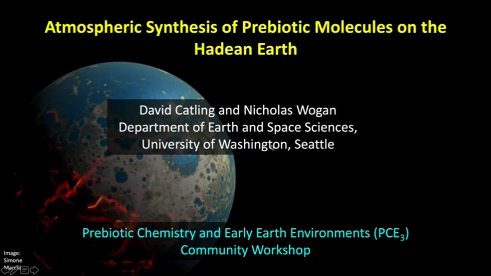This talk is about how the early atmosphere of the Earth could have delivered some of the important molecules for life to begin. I'm David Catling, a professor in the Department of Earth and Space Sciences at the University of Washington in Seattle. And the middle part of this talk will switch temporarily to a presentation by Nick Wogan, who's a PhD student doing research about the prebiotic atmosphere. So this is a tag team effort.